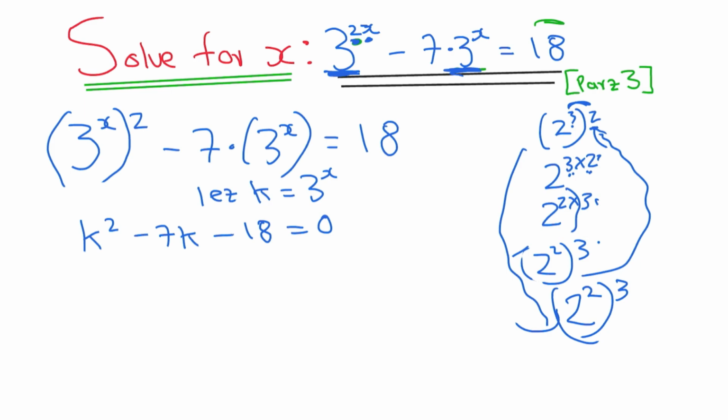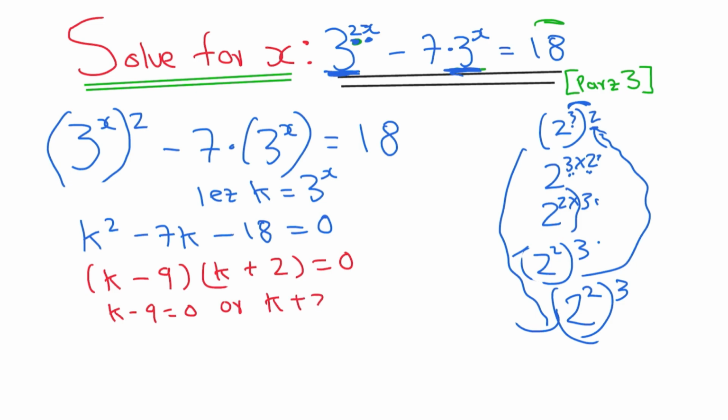Now I can factorize. I'll say (k)(k) equals 0. The factors of 18 that can give me negative 7 are 9 and 2. So I'll just say 9 and 2. To get a negative, the bigger number has to be negative and the smaller one positive. Then I'll say k minus 9 equals 0, or k plus 2 equals 0. Zero factor theorem. And now I'll just transpose and say k equals 9, or k equals negative 2.